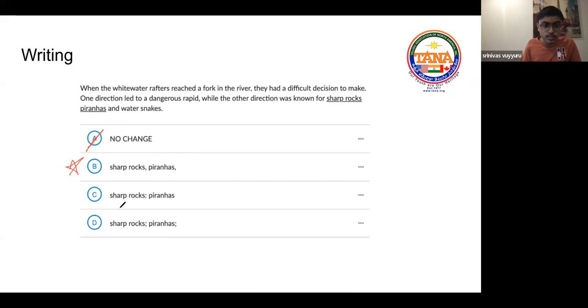So let's do this. This doesn't sound correct because sharp rocks and piranhas are both objects and you can't do colons with one of the objects outside and one of the objects inside. And D, you can't use semicolons because semicolons can't replace commas in a series of objects. Therefore, B is the only right answer. Any questions? No? All right.